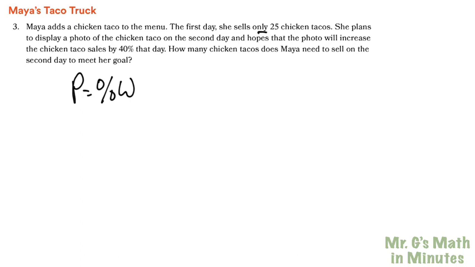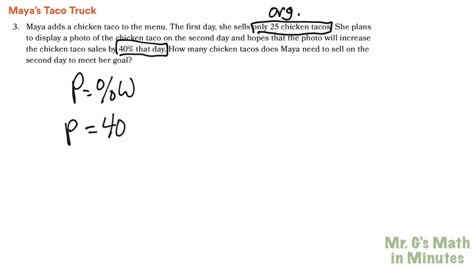They had given us the first day. So the first day she sells 25 chicken tacos. That is our original number. We're trying to increase that, and we're trying to increase it by 40%. So we have 40% is our percent. Our whole is the 25 chicken tacos. Let's see what number we need to increase that by.